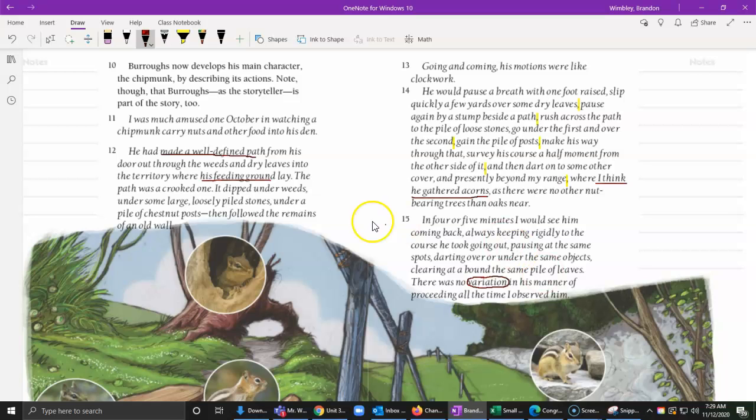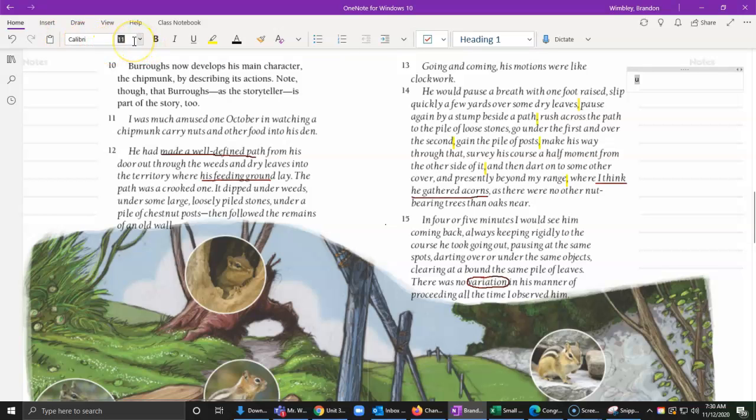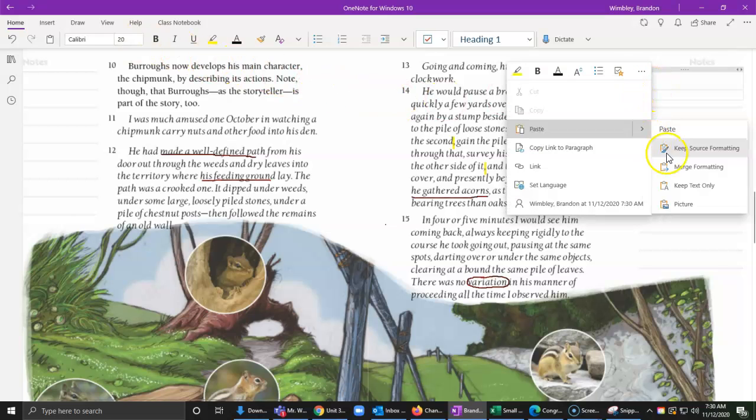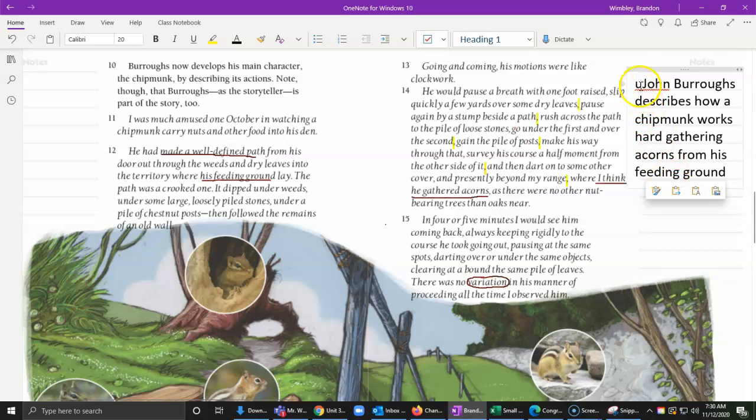So we have these key details here that we have discussing our chipmunk. So we're going to take them and we're going to write our summary. So let me get our part ready right here. And what I have for our summary is this. I have John Burroughs describes how a chipmunk works hard gathering acorns from his feeding ground. Because that's really what this paragraph is talking about. His working hard, this poor little chipmunk.